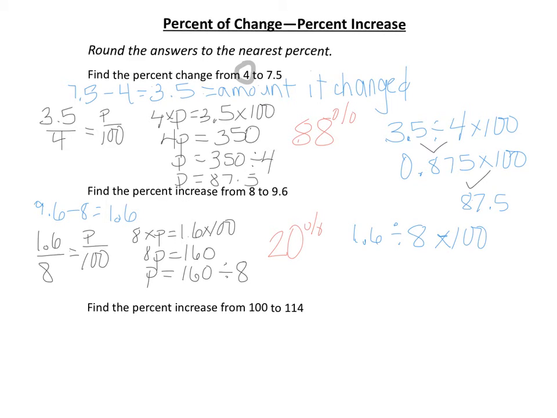So if you have a calculator that does order of operations, you just have to type it in. If you do not, you start at the left and do the division first. 1.6 divided by 8 is 0.2, times 100 gives us 20%.